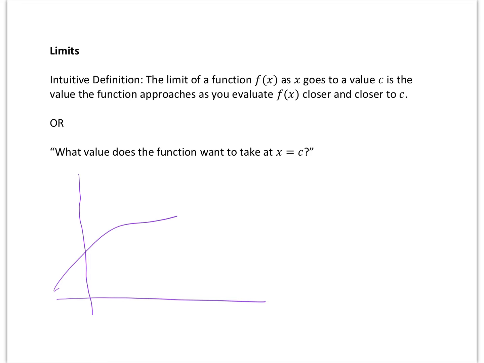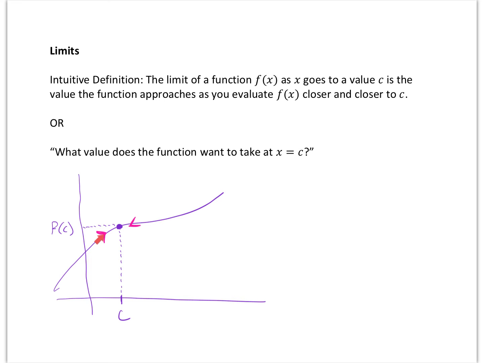So here's a function, and this is x equals c. If you go up to the graph, the value of the function at c is f of c. Okay. And when we're talking about a limit as x approaches c, I don't actually care what the value of the function is right at c. I'm curious what the value of the function is approaching as the x values get closer and closer to c.